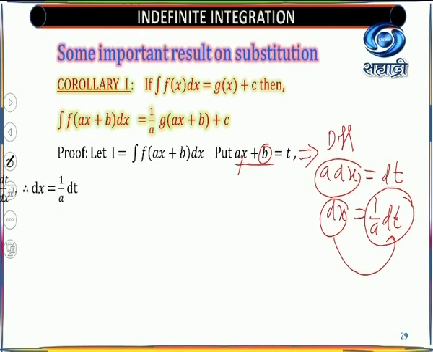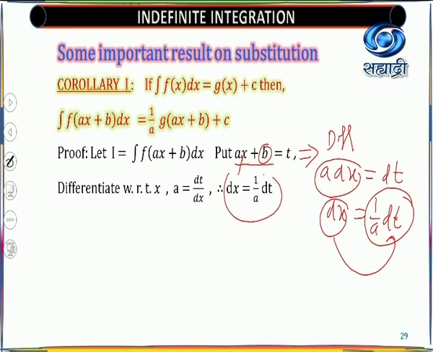That we will substitute here. So what will be our next step? Differentiating, you will get a dx equal to dt, so dx equal to 1 upon a dt. That substitution goes into your integration. So integral f(t) dt upon a. So 1 upon a is a constant, and you are able to take it outside the integral sign. So 1 upon a integral f(t) dt. Here you are having only a variable change: in place of x you are having t.